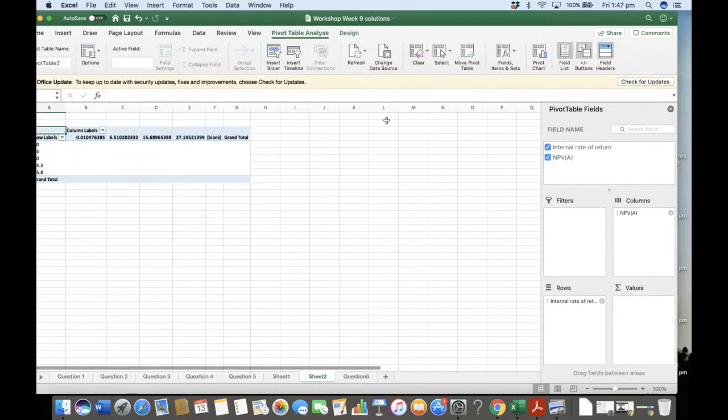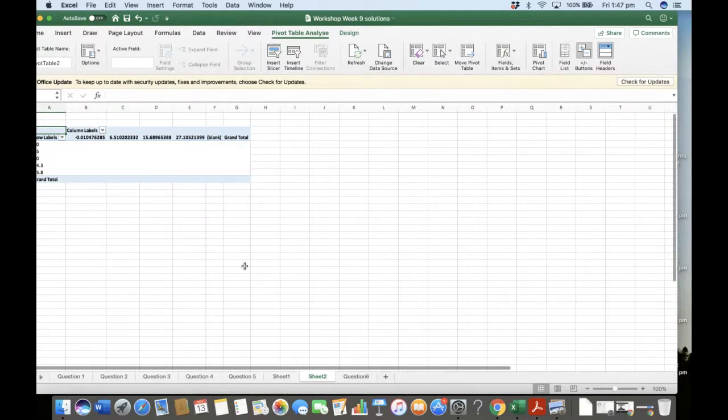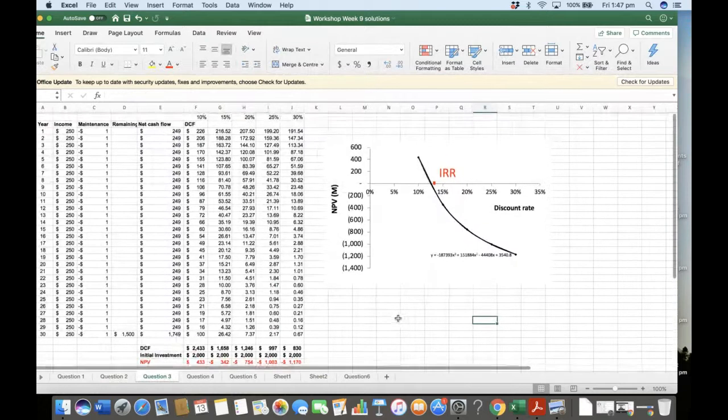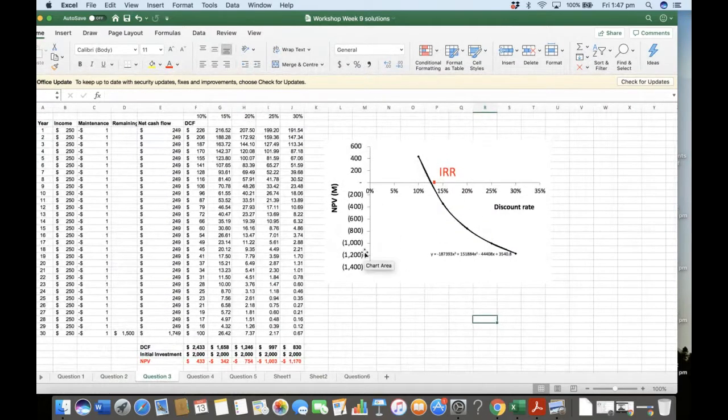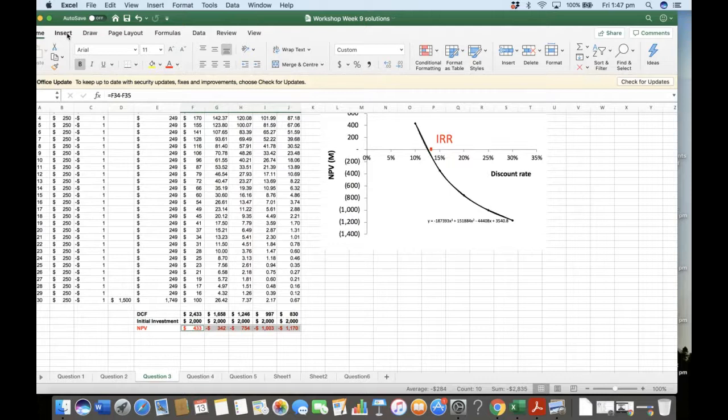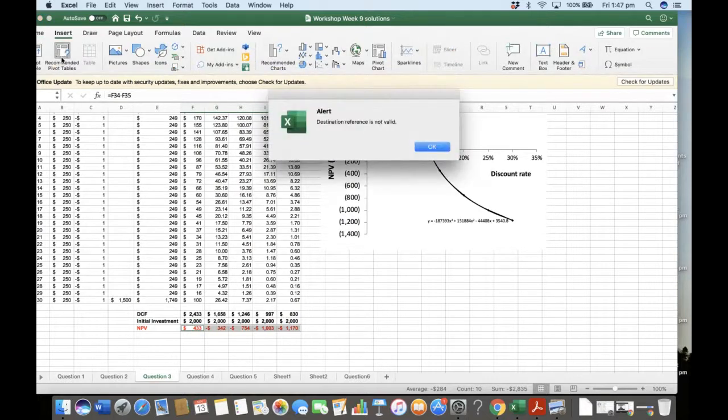Okay, something's going on with my Excel. Let me try and do this one, okay? So we have our, say, discount rates over here. We have our net present values over here. Insert... destination reference is not valid.